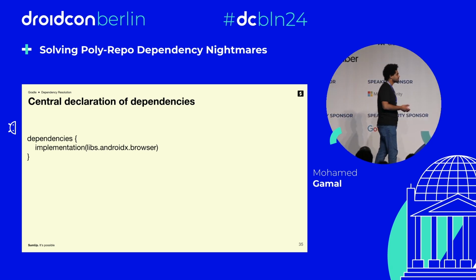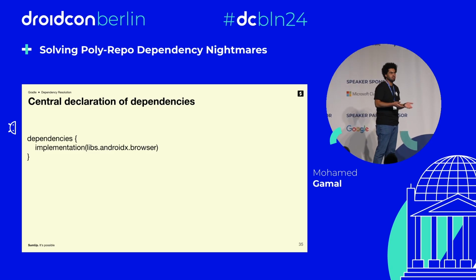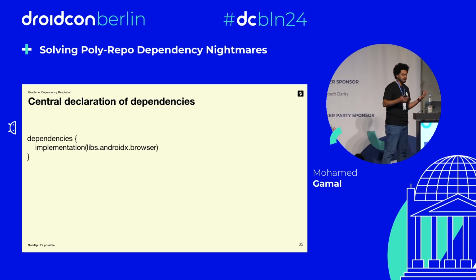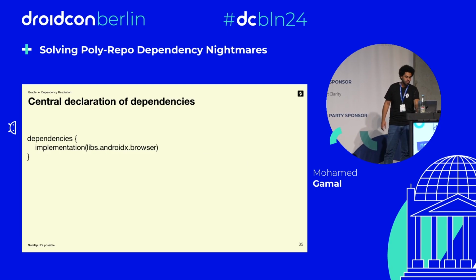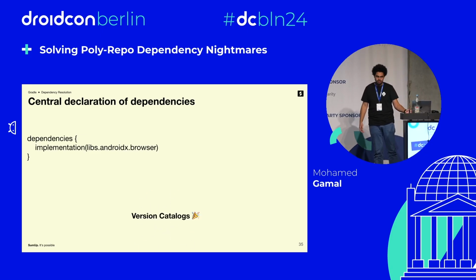But how to share this? We want to share this across modules, for example. We don't need to keep repeating what we do. So we want something like, okay, whenever I put libs.androidx.browser, it does whatever I already defined in this step. Here it comes to version catalogs.